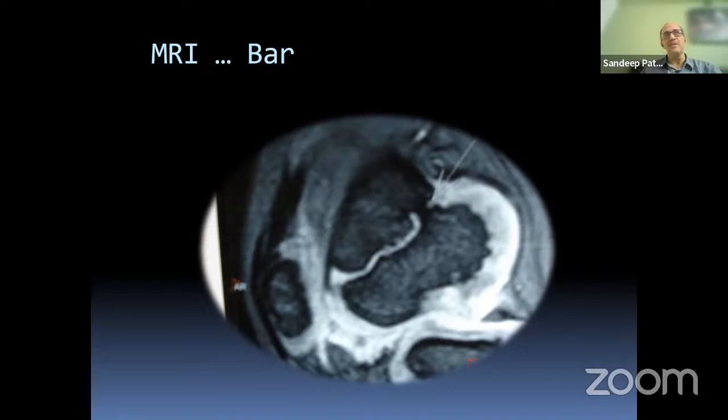How far is it from the surface? And what is the width of the bar? What is the AP dimension? What is the lateral dimension? So that when you're trying to resect a bar, you know from where to approach it.